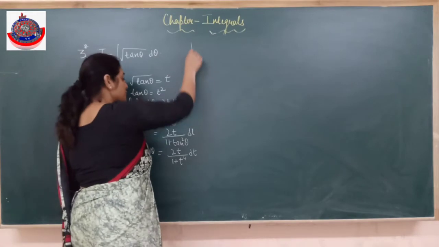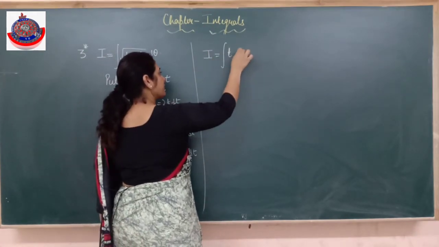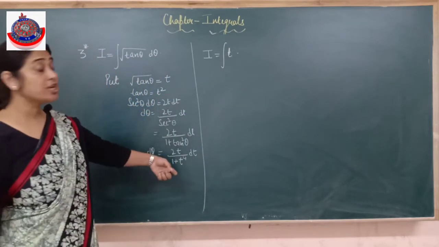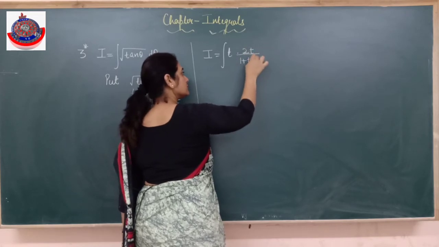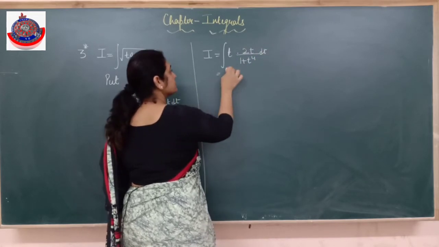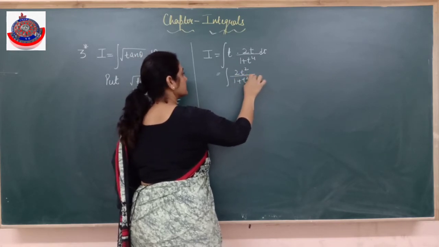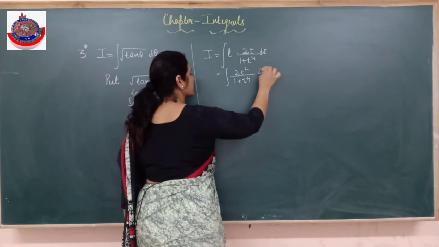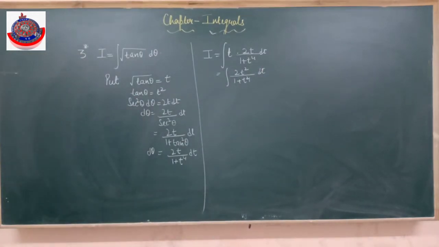Let's substitute the values. Root tan theta is t. D theta is 2t upon 1 plus t raised to power 4. So, are we closer to some form? Have we done this form? This is t square, 2t square upon 1 plus t raised to power 4.